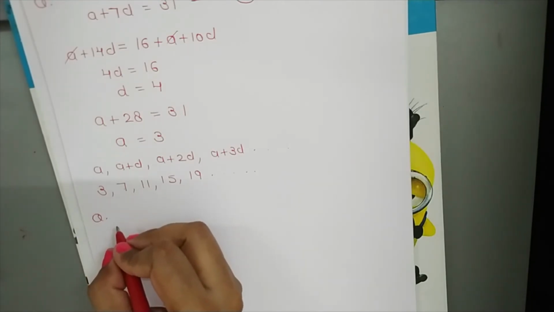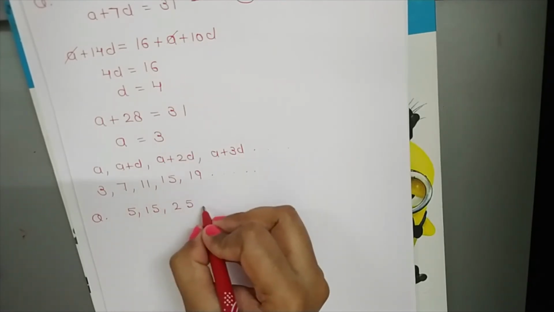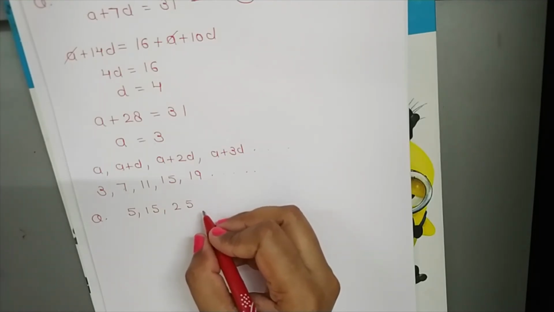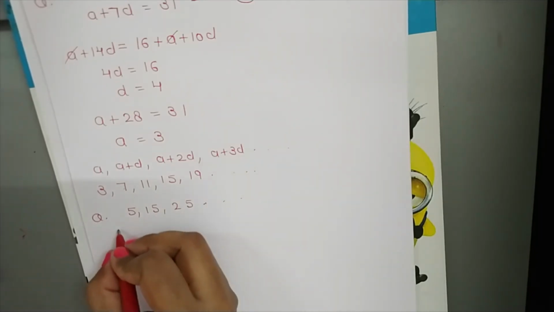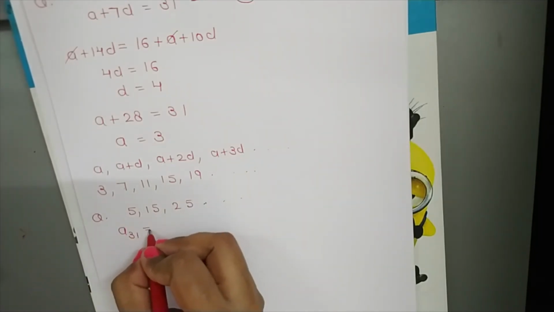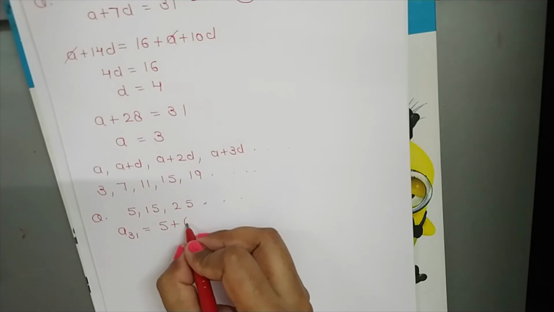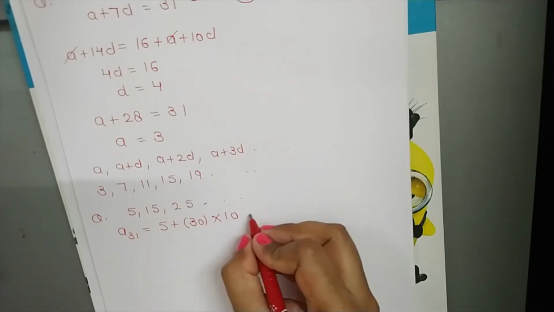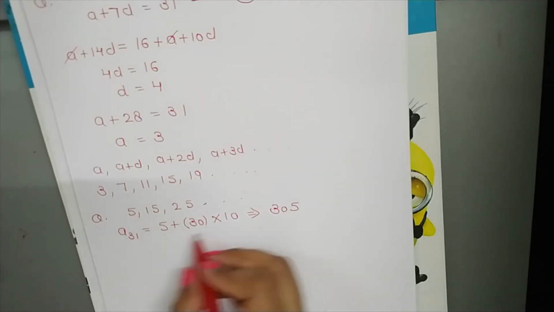Which term of the arithmetic progression 5, 15, 25 will be 130 more than its 31st term? Okay, so what will be the 31st term? So a31 is equal to a, which is 5, plus n minus 1, that is 31 minus 1, that is 30, into 10. So it will be 305. So a31 will be 305.